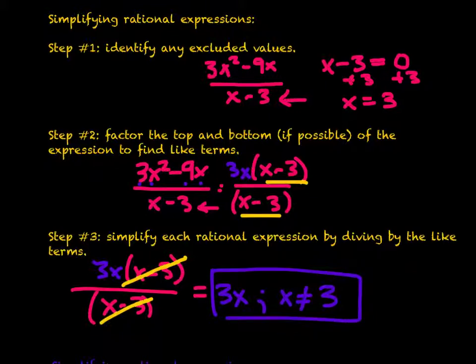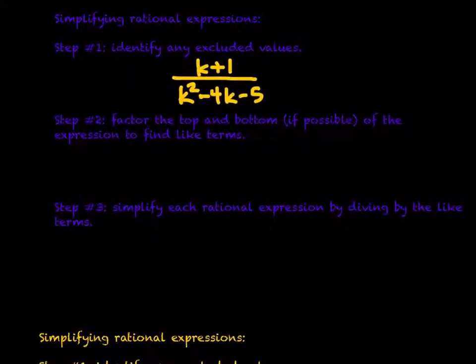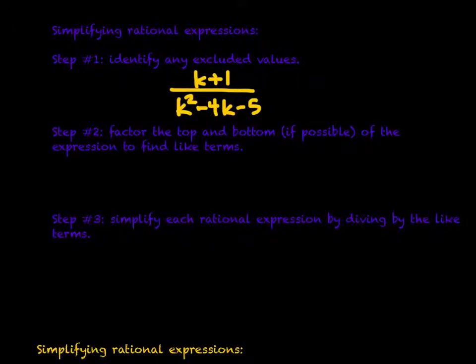So we're going through every single one of these steps. Let's try one more problem and see how this goes. Actually, I think we have a couple more problems. So simplify the rational expressions. We have, identify the excluded values for k plus 1 divided by k squared minus 4k minus 5.